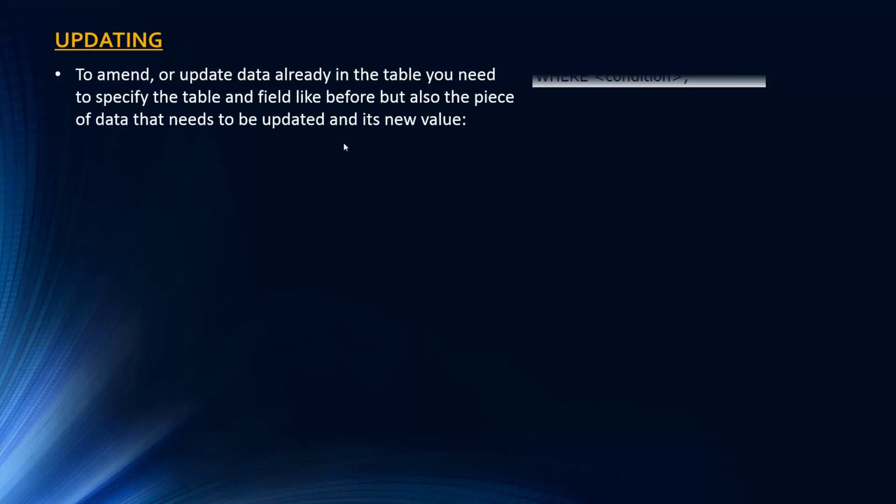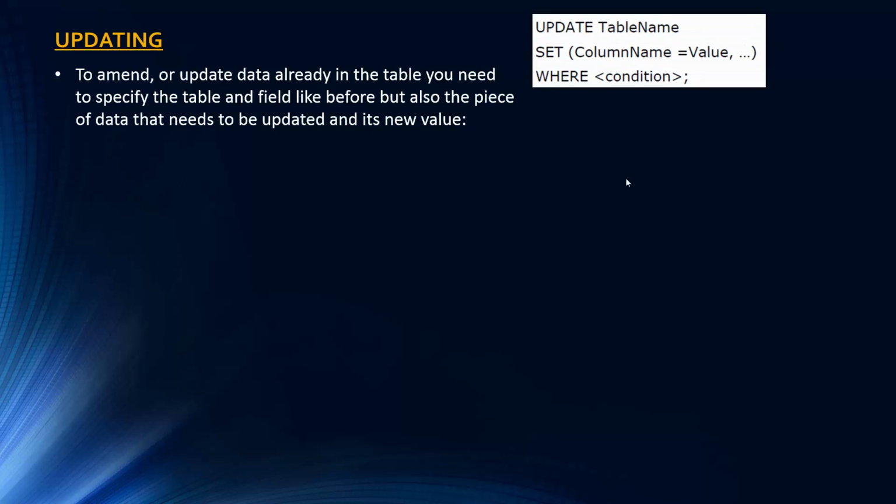To do this, you need to specify the table and field like before, but also a piece of data that needs to be updated, and the value, of course. So this is our generic bit from the specification. You write UPDATE, a single keyword in this case, again the table name, and then another keyword, SET, and in brackets we write our field name or column name, equals our value or values depending on how many columns, and then we need a condition as well.